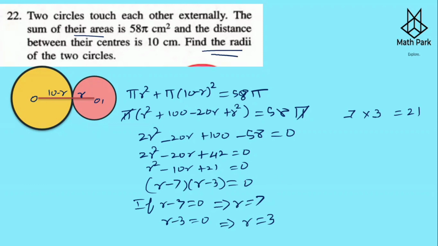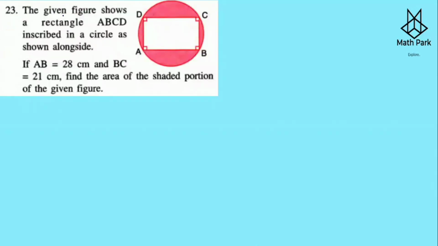For the bigger one, it is 7. So if I take r is equal to 3, the smaller circle, the radius is equal to 3, and for the bigger circle, the radius is equal to 7. So this is how we got the radii of the two circles as 3 centimeter and 7 centimeter. Got it?